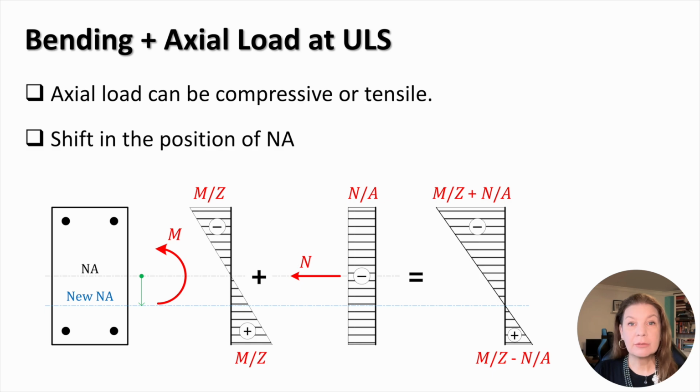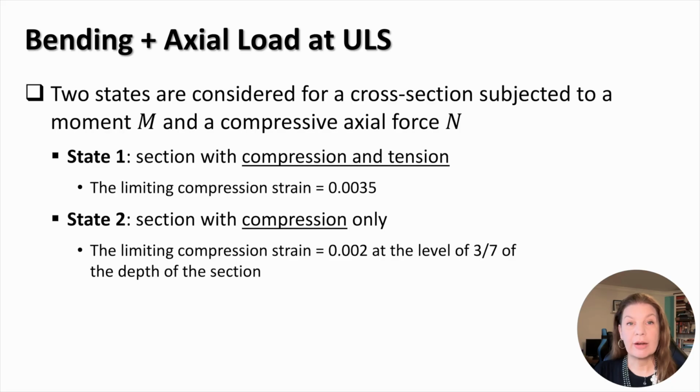The presence of axial forces results in a shift of the position of the neutral axis. The stress distribution in the cross-section becomes non-symmetric. Eurocode 2 assumes that a reinforced concrete section subjected to a moment M and a compressive axial load N can be in one of the two ultimate limit states.